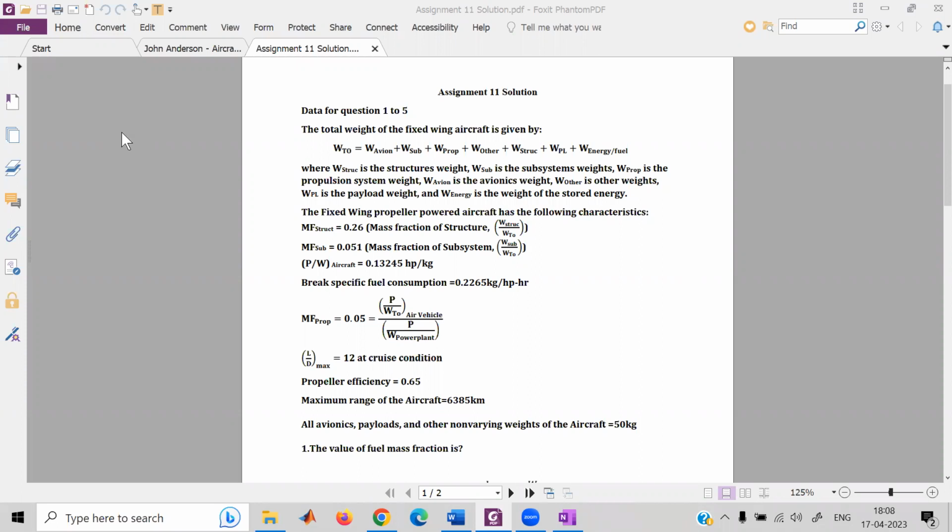Because, sir, in our weight equation, we already knew the weight that we are going to have, the exact values of the fuel fraction.